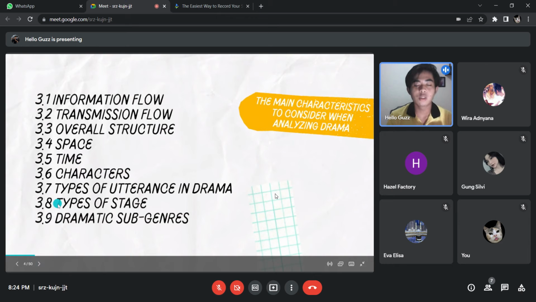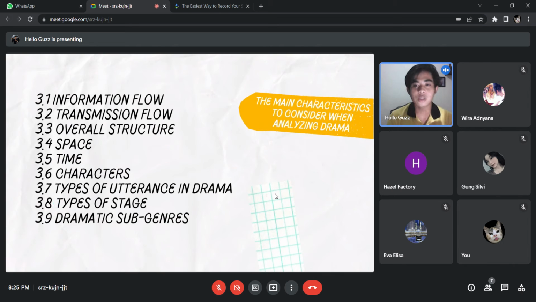So, for today's presentation, the main characteristics to consider when analyzing drama, we divide into several aspects. First is information flow, second, transmission flow, third, overall structure, fourth, space, fifth, time, sixth, characters, seventh, types of utterance in drama, eighth, types of stage, and the last is dramatic sub-genres.